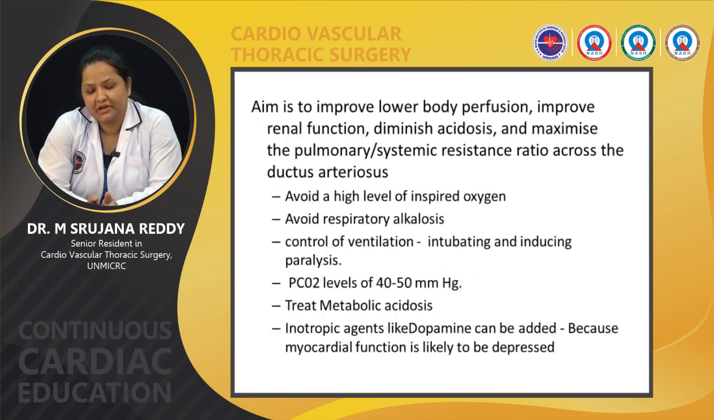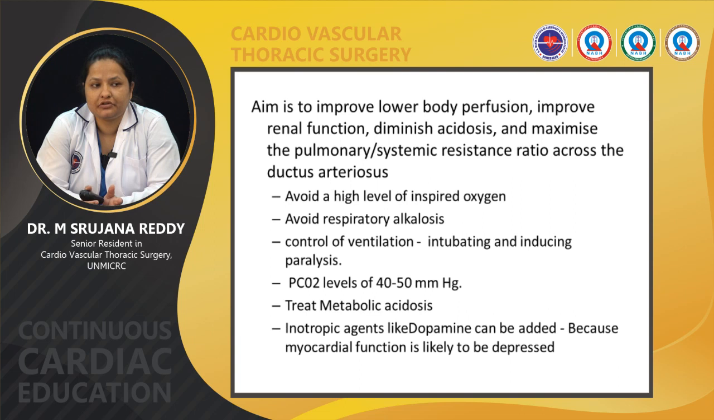The main aim of the medical management is to stabilize the child preoperatively, improve the lower body perfusion and renal function, reduce the acidosis, and maximize the pulmonary to systemic ratio across the ductus arteriosus. For this, we should avoid a high level of inspired oxygen and avoid respiratory alkalosis. If required to intubate the child, paralyze the child and control the ventilation, maintaining PCO2 levels around 40 to 50 millimeters of mercury, and treat the metabolic acidosis. If required, inotropic agents can be added because the myocardium is likely to be depressed in these cases.